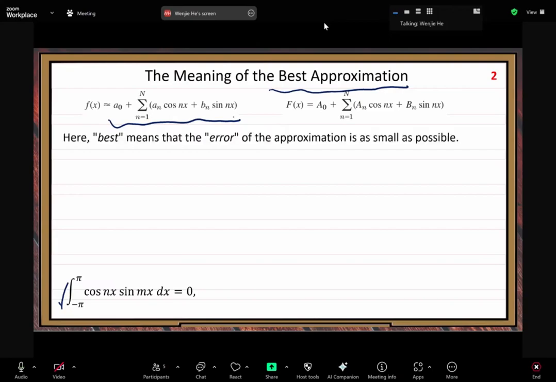All right. Here, best means that the error, this error, we haven't specified the meaning of the error. The error of the approximation is as small as possible. Now, let's fix the error definition. What is the definition of this error?